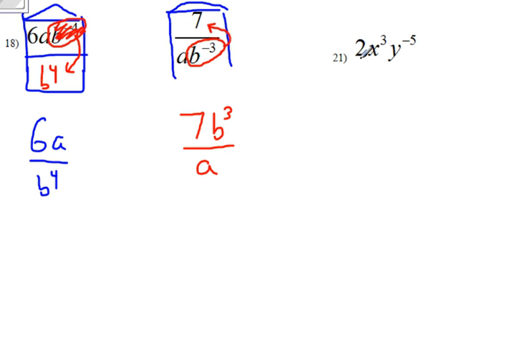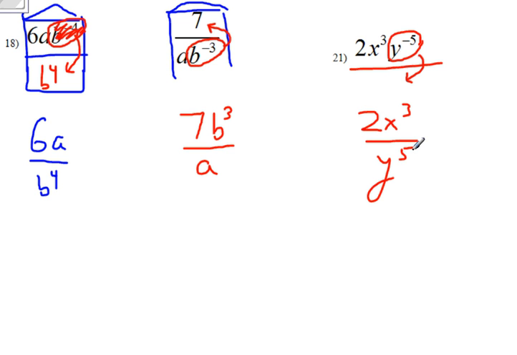How about here? Is the 2 going to move? No. Is the x to the third going to move? No. But y to the negative fifth will move into the denominator. You get 2x to the third over y to the positive fifth. Whenever you change the level of the negative exponent, then it's positive. If it's negative in the numerator, it's positive in the denominator, and so on.